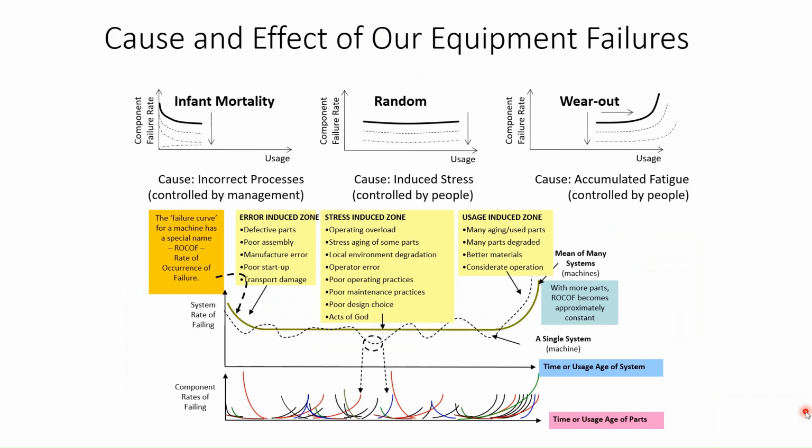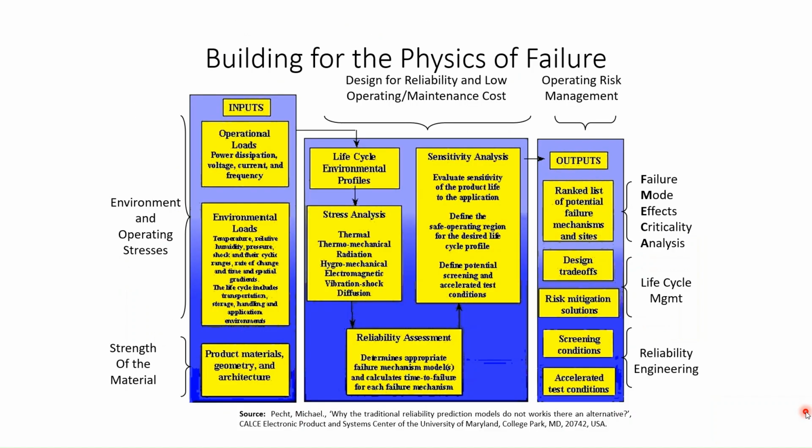Wear-out zone cause: accumulated fatigue, controlled by operational and maintenance staff. Usage-induced zone: many aging/used parts, many parts degraded. Better materials. Considerate operation. Building for the physics of failure.